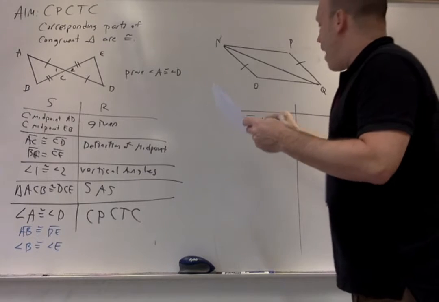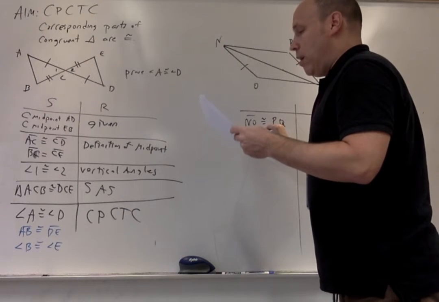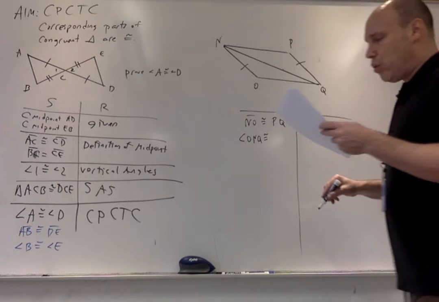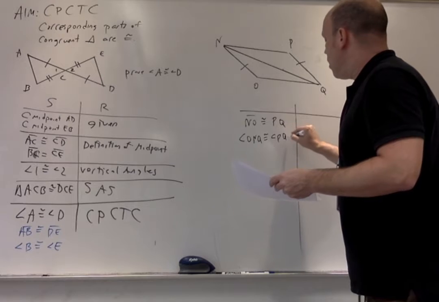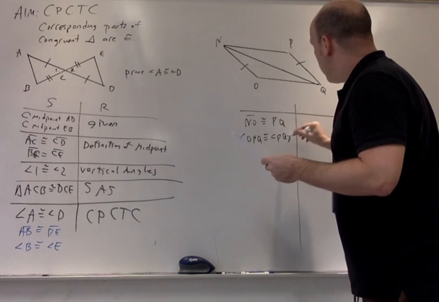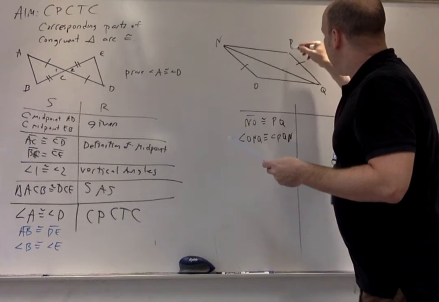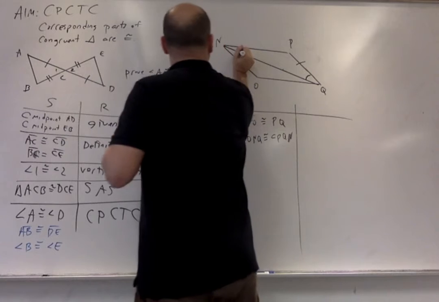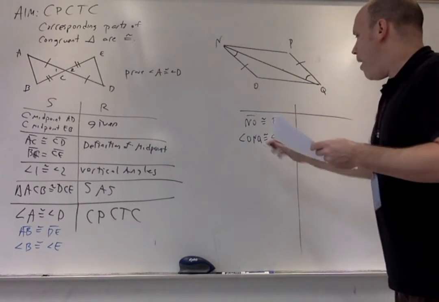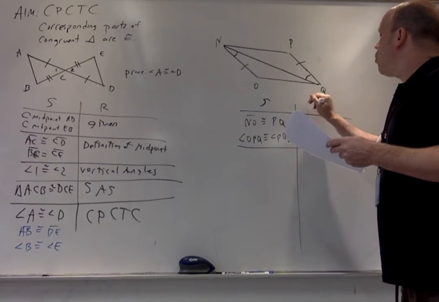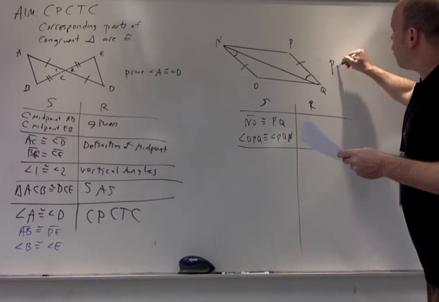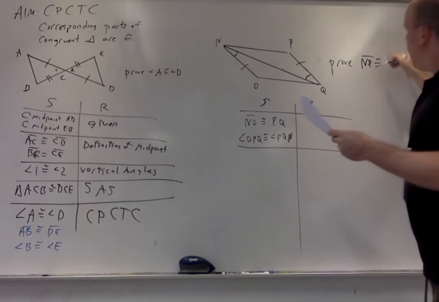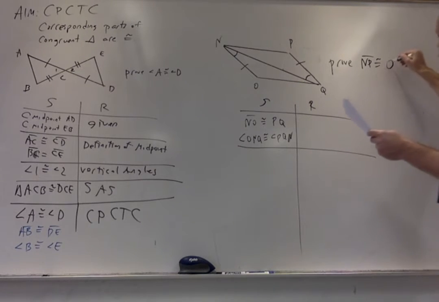We are told that angle ONQ is congruent to what? Angle PQM. Where is PQM? PQM and ONQ. Okay, and let's see. Statement, reason. We're asked to prove that NP is congruent to OQ.